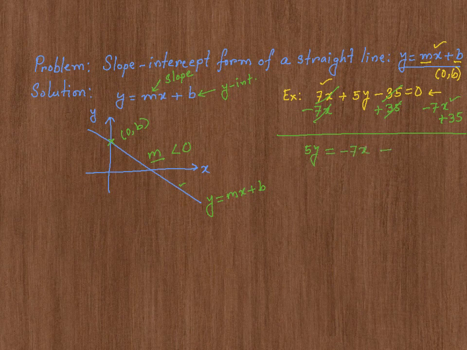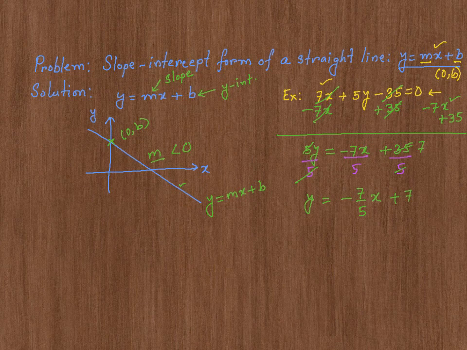Now I am going to divide both sides by 5. If I do that, I get, on the left hand side, the 5 and 5 cancel out. That's going to give me y is equal to, on the right hand side, negative 7 over 5 x, and then plus, 5 goes into 35 7 times, so plus 7.